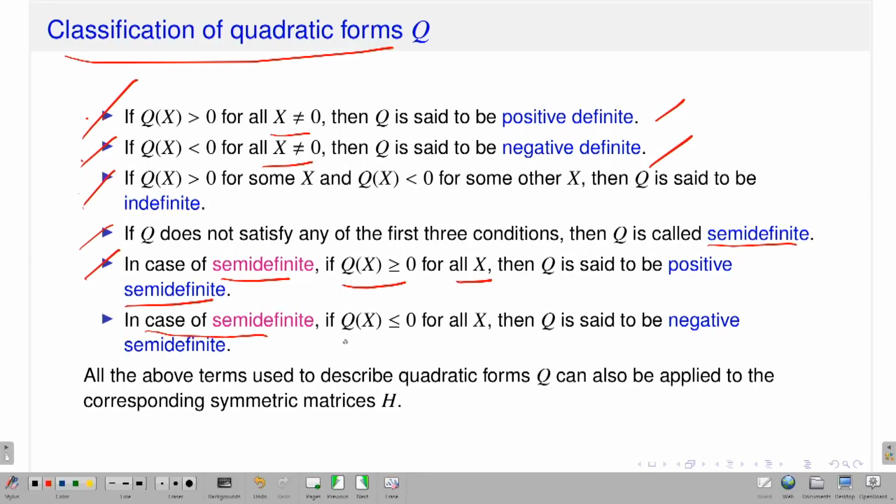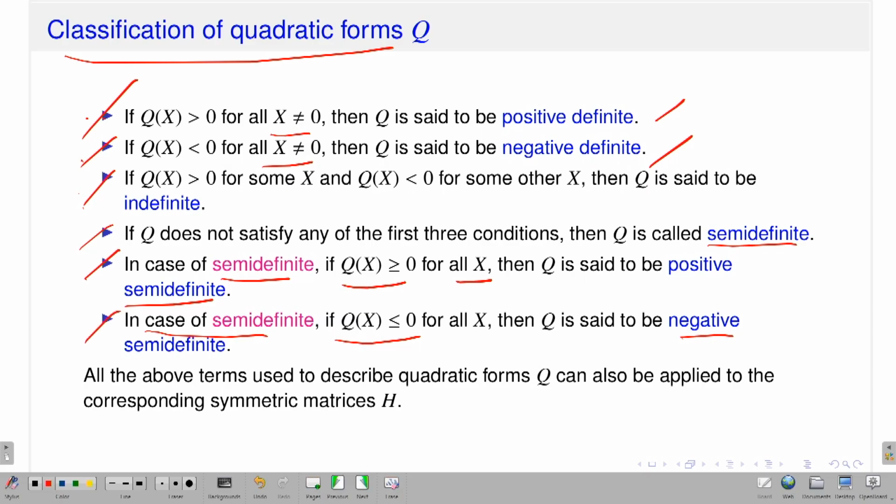And in particular, if this is non-positive, that means Q(x) is less than or equal to 0 for all x, then I am saying that it is negative semi-definite. What is the difference between negative definite and negative semi-definite? Negative definite means whenever x is non-zero, your Q(x) is strictly less than 0, but in negative semi-definite, there are some points x that could be non-zero, but your Q(x) could be equal to 0. So non-positiveness will be there. Negative definite means strictly negative, and negative semi-definite means it is non-positive. So Q(x) is less than or equal to 0. That means there could be some non-zero x where Q(x) takes the value 0.